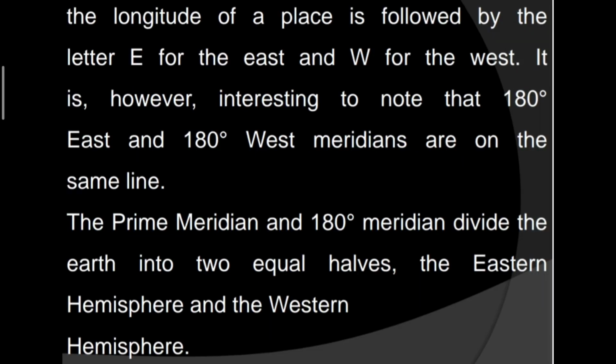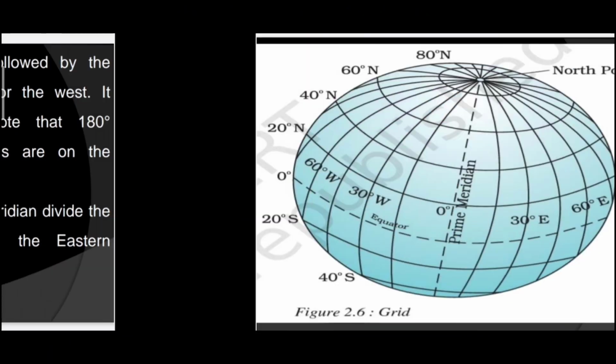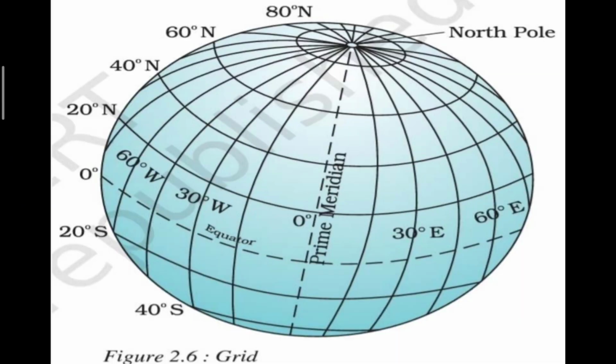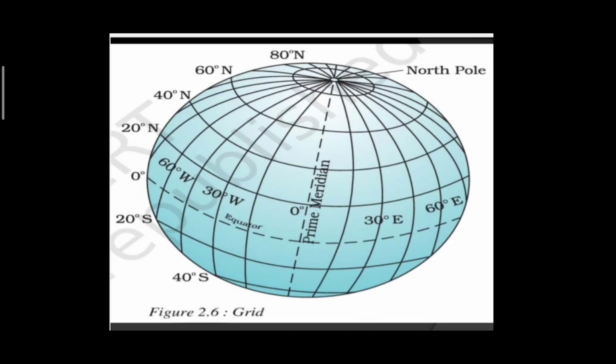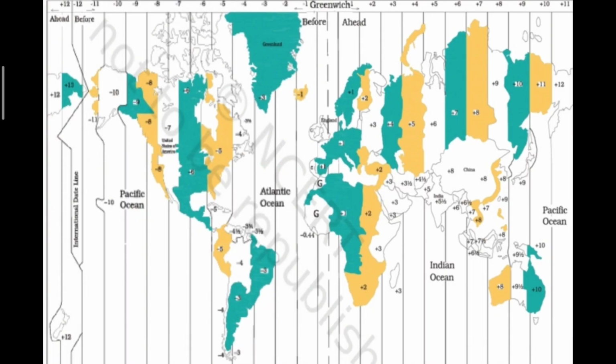The longitude of a place is followed by the letter E for east and W for west. It is, however, interesting to note that the 180 degree east and 180 degree west meridians are on the same line. The Prime Meridian and the 180 degree meridian divide the Earth into two equal halves, the Eastern Hemisphere and the Western Hemisphere. It is a grid. Here both longitude and latitude are shown. This is a world map and the Greenwich line.